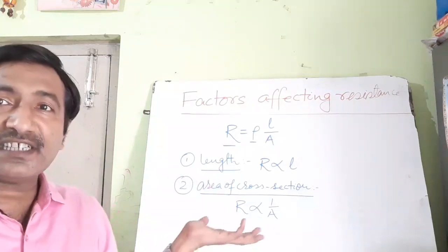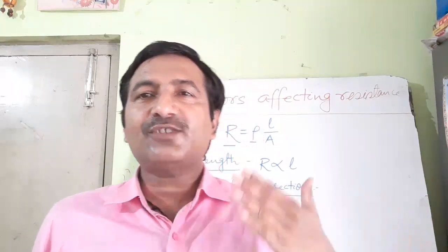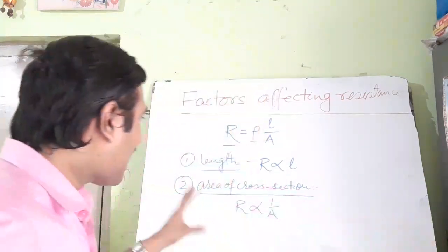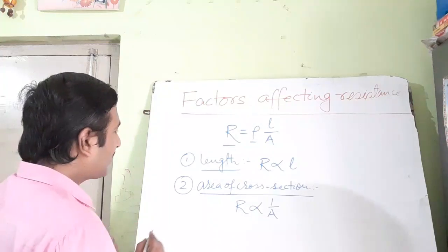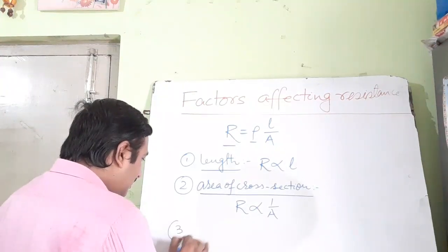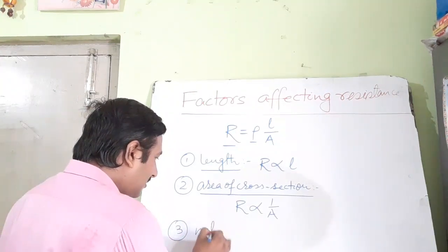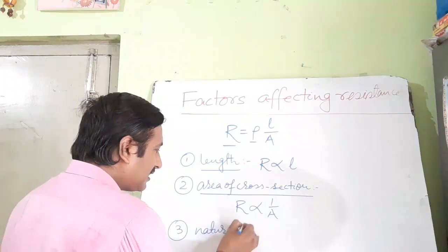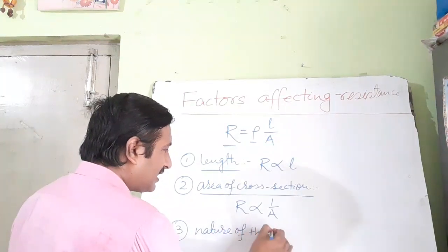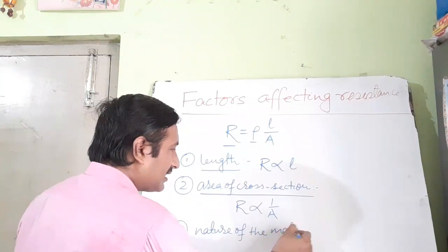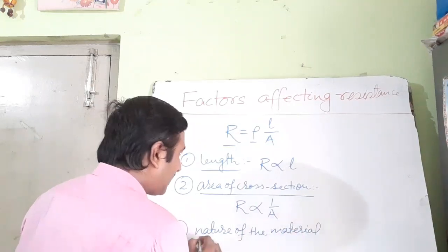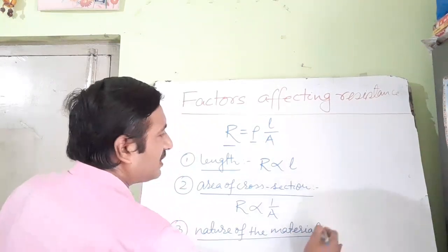How has it been related to A like this? It was discussed in the earlier lectures. So R is inversely proportional to A. Third is the nature of the material of the conductor. It also depends upon the nature of the material of the conductor.